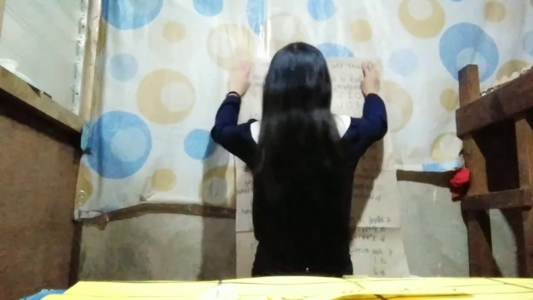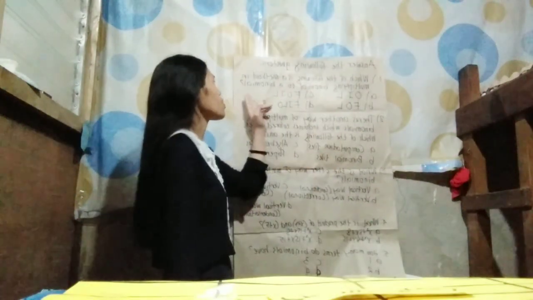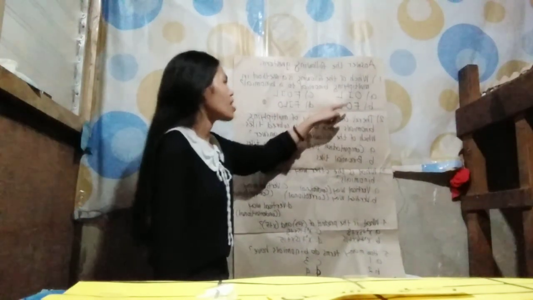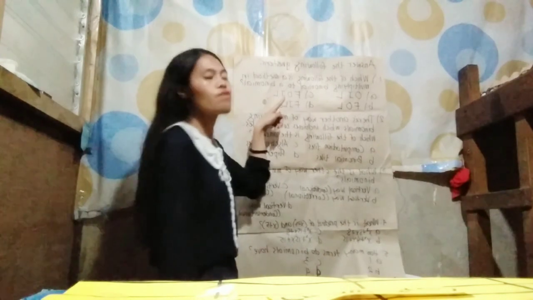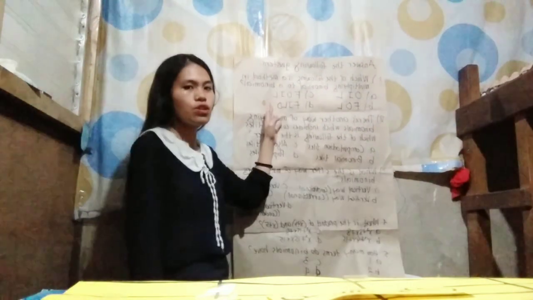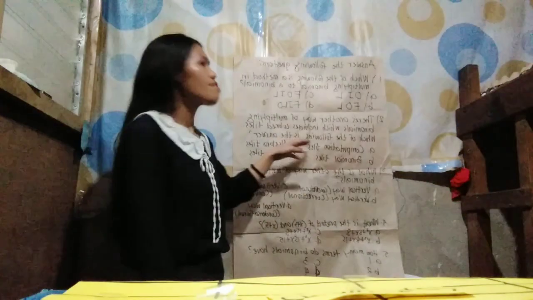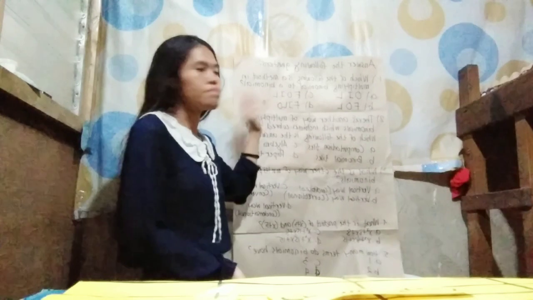So, I have here some sets of questions and you have to answer them. Question number 1. Which of the following is a method in multiplying binomial to a binomial? A. Foil. B. Full. C. Foil. D. Filo. So what do you think is the answer? Yes, Miss Jessa. Very good. The answer is letter C, the FOIL method.